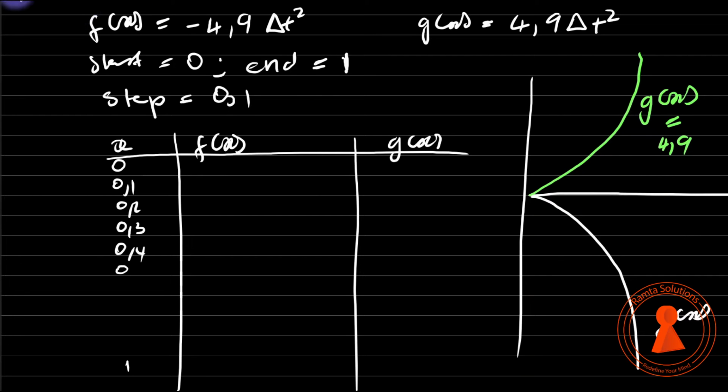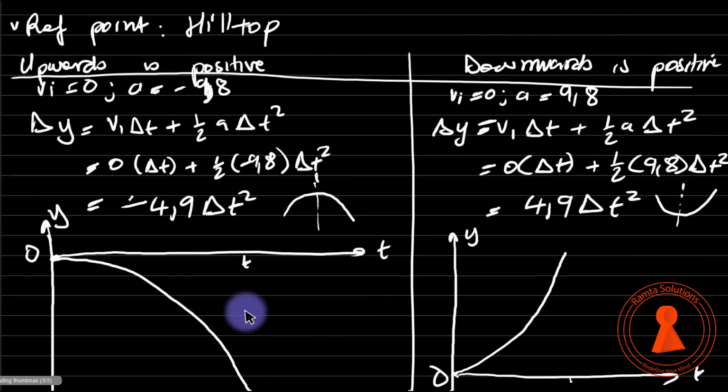F of x equals negative 4,9 x squared. If you plot y versus x, you will realize that your graphs are like this. And when you look at it, this is exactly what we found here. Can you guys see that? This is exactly what we found here. So we were looking at when the reference point is the hilltop.